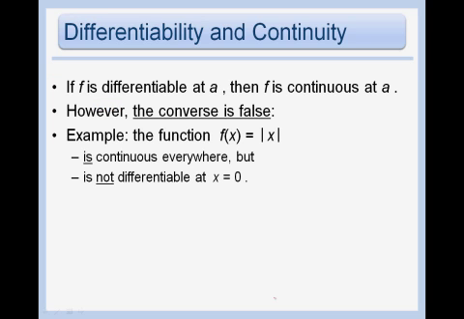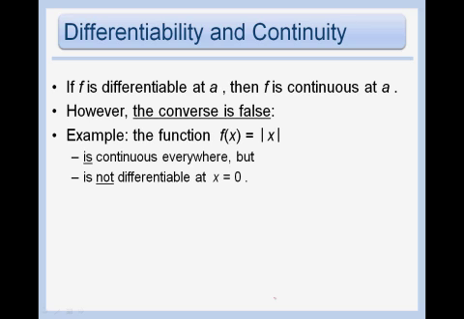Really important connection is between differentiability and continuity. If a function is differentiable, then it must be continuous. If it fails to be continuous, then it can't possibly have a derivative at each and every point. However, the converse is false, meaning if it is continuous, we do not necessarily know that it's differentiable. It may or may not be.